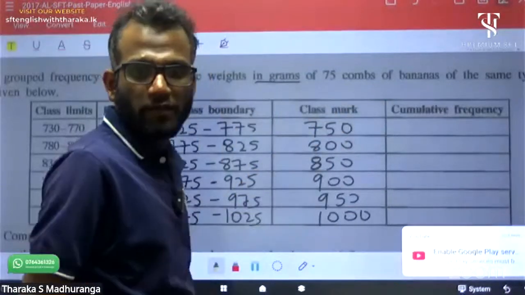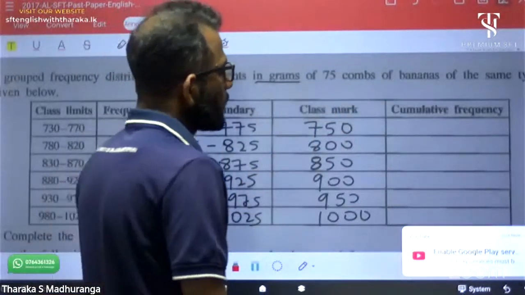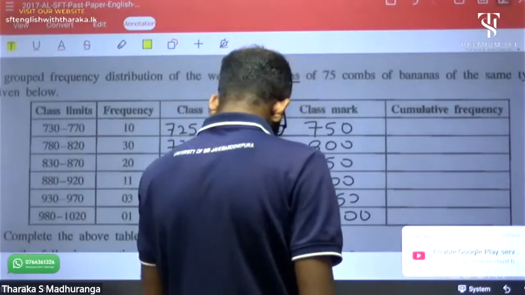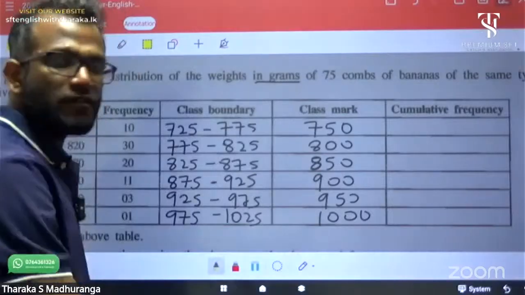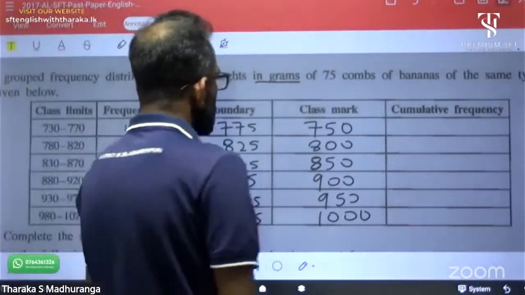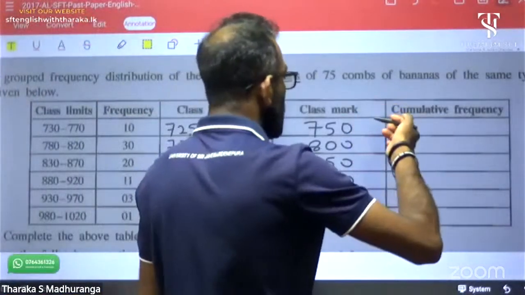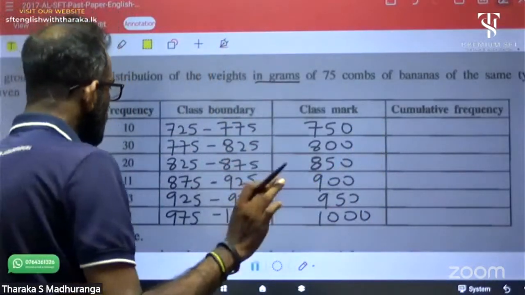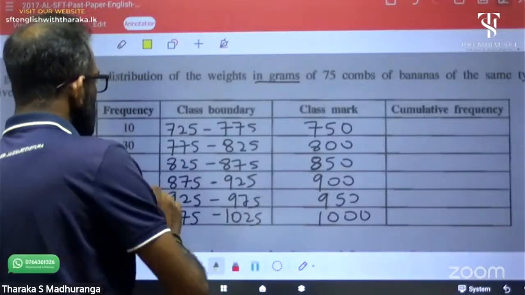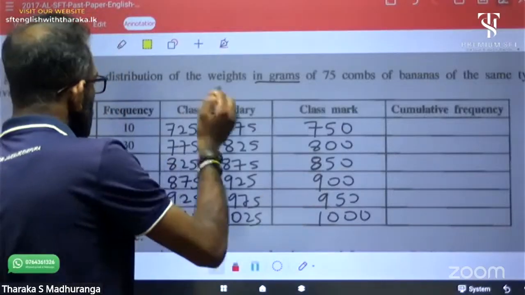Okay, cumulative frequency. How to use cumulative frequency? Adding frequencies. No, it is less than. Don't add class marks. Students often get this part wrong. You can't get cumulative frequency from class marks. Wrong. Always get cumulative frequency from the frequencies.